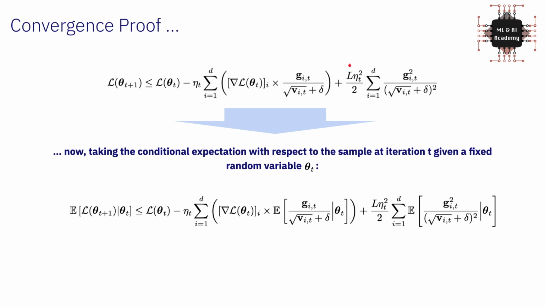So we still have an expectation here. And now again, that's a constant, so it goes out. The expectation of a sum is the sum of expectations, and then we have just the expectation of g_it squared over the square root of v_it plus delta squared, given θ_t.